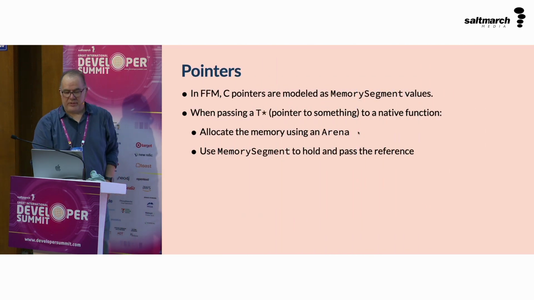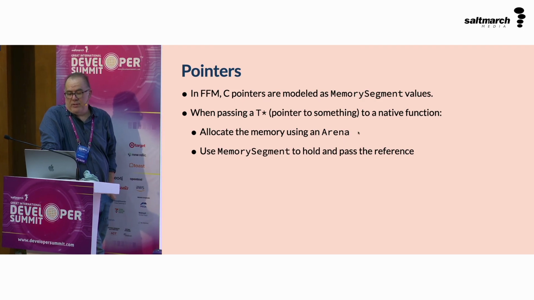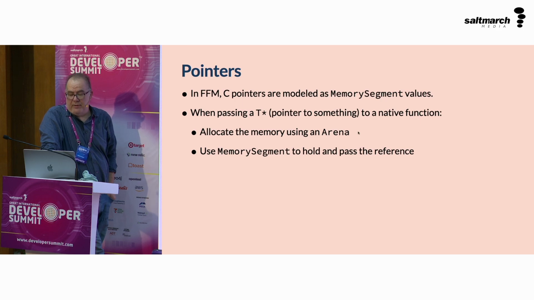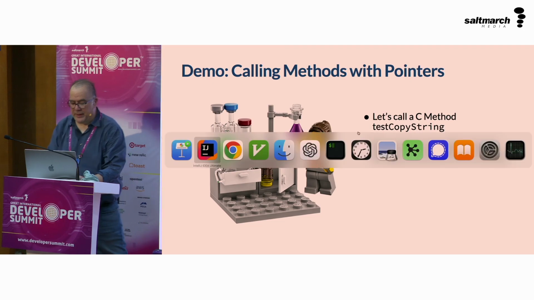Let's continue with pointers, okay? So in the foreign function and memory API, C pointers are modeled as memory segment values. What I'm going to describe here is how do you send pointers to the methods. So T star, pointer to something, and we're going to call a native function. When we do that, we're going to allocate memory using arena, and then use that memory segment to hold, and then pass that reference over to the method, okay? So let's take a look at this one. All right, here we go.